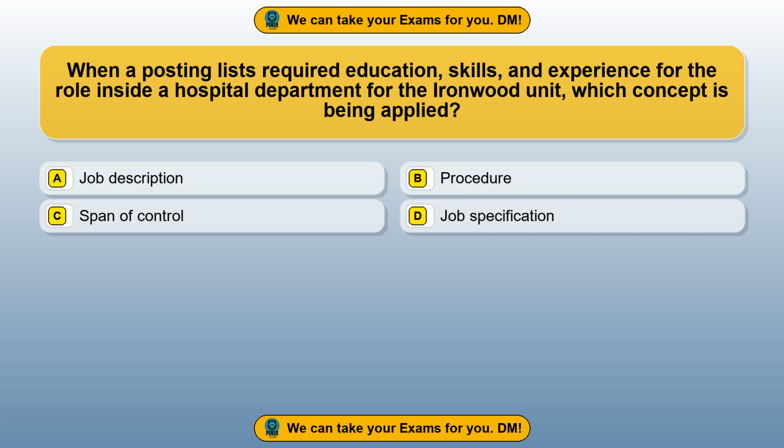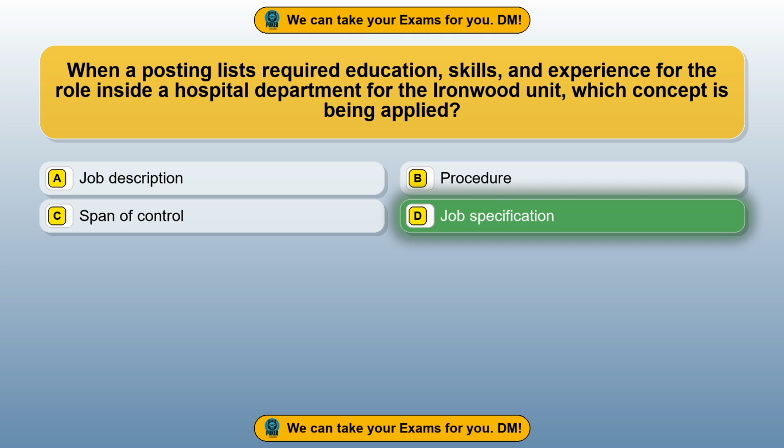Question 96. When a posting lists required education, skills, and experience for the role inside a hospital department for the Ironwood unit, which concept is being applied? Option A, job description. Option B, procedure. Option C, span of control. Option D, job specification. The correct answer is option D, job specification.